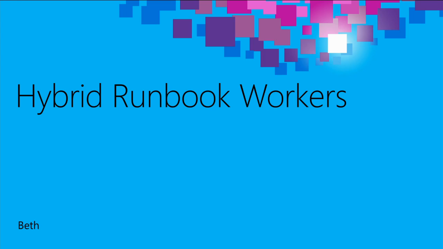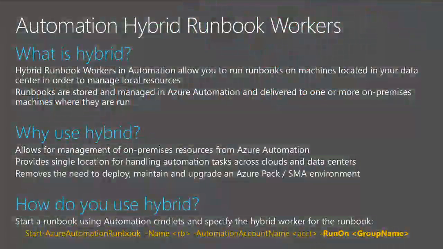And then how do you use hybrid? There are two different ways. Sorry, this is the slide that I'm talking to. You can use the UX to start the hybrid runbook worker, and you can also start it from the command line. So we have Start-AzureAutomationRunbook, which I showed earlier, and we have an additional parameter that you can use with it. You can use a run on, so you can specify the group name.